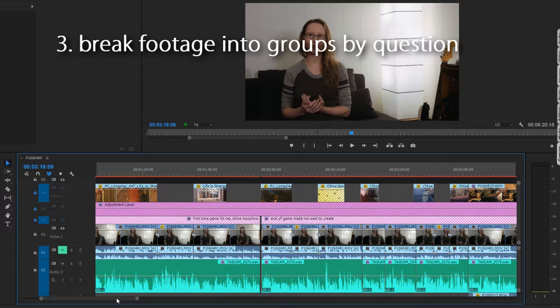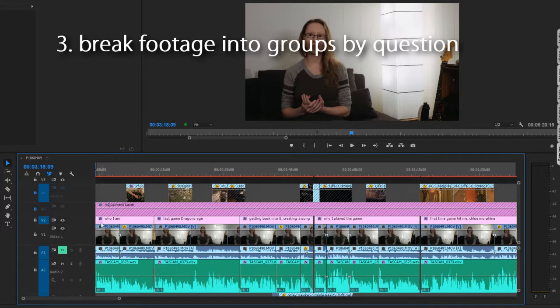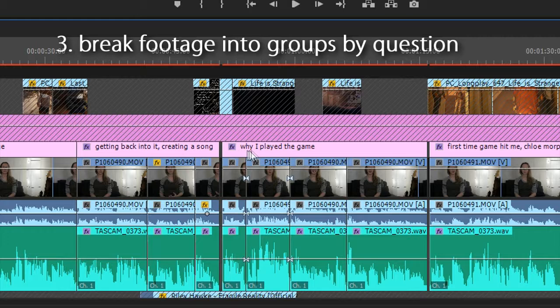And then what I do is I take this footage, which is usually one big block, and break it out into smaller blocks per question. Then I add another part of the timeline. This is just a graphic. Why I played the game. And there are multiple segments, but they all pertain to that question. So I want them all in small groups.